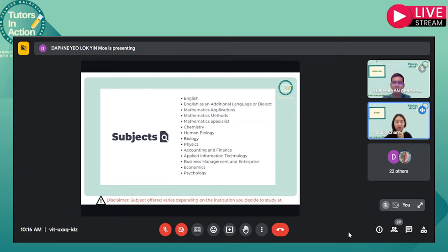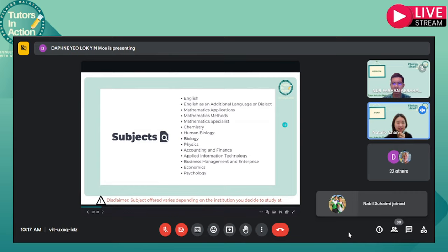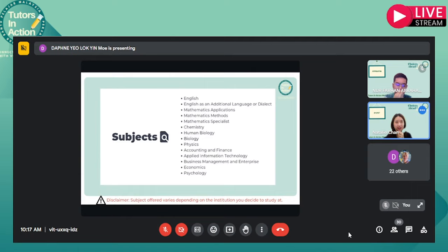So if you really think you're good in add maths, you should do maths methods or maths specialist. And as far as I know, if you want to do an engineering course in the future, maths methods and maths specialist is compulsory for you to take. And maths applications is the easier one. So if you're doing a course such as biochemistry, you don't require a difficult maths, so you can just do maths applications. Next.